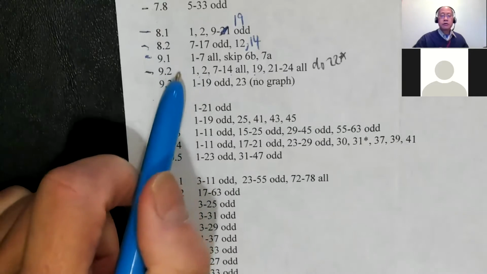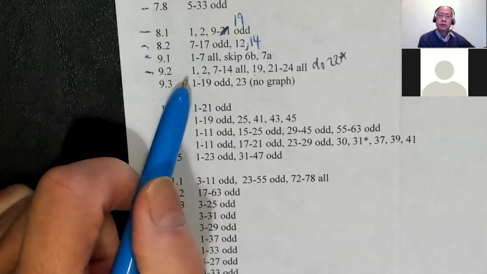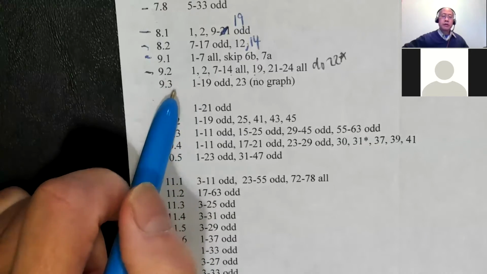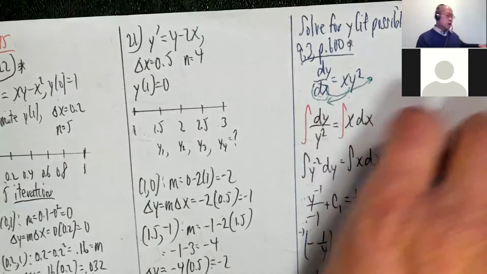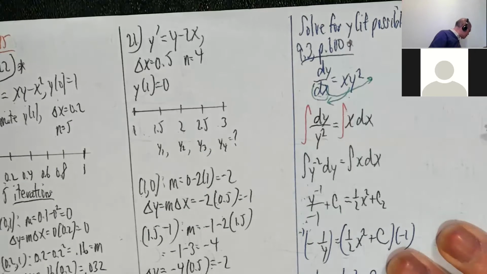All right, so let me go back and do one more of the Euler's method, then I'll be done with Euler's method, and then go on to 9.3 separable equations. Okay, so we're in a little foray into differential equations. Okay, here's problem 21. Y prime equals y minus 2x.